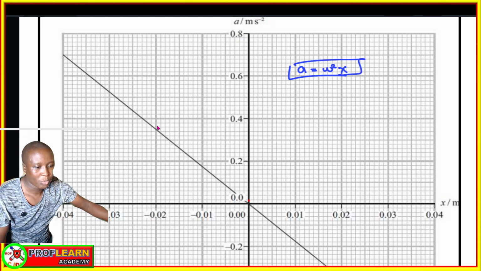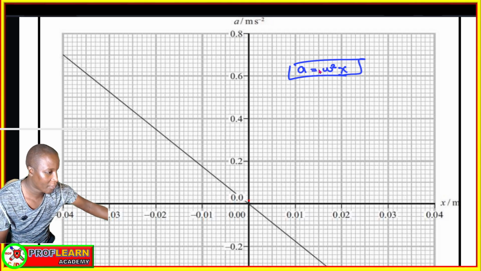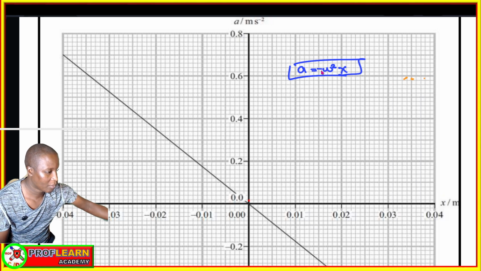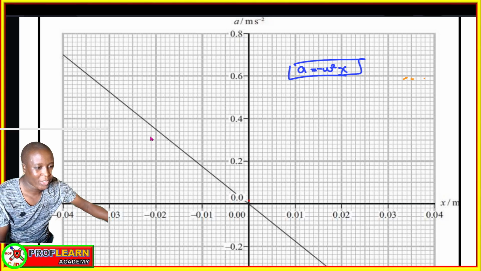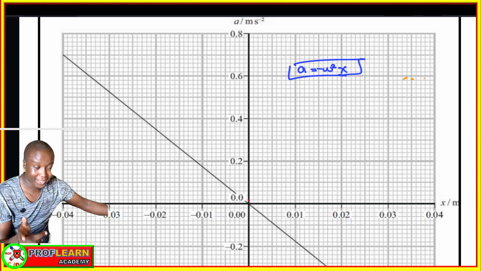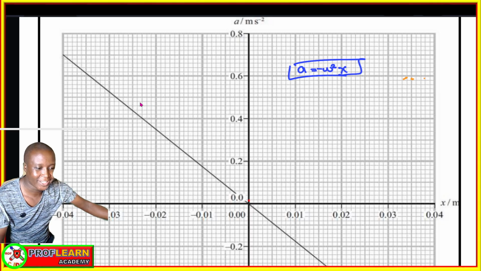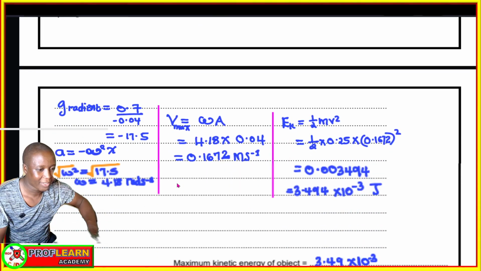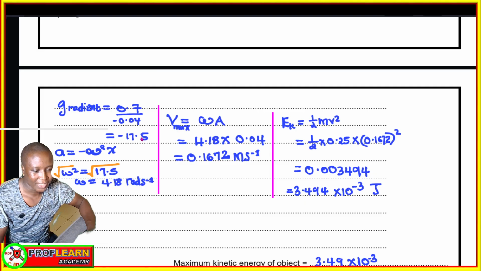If you're going to work out the gradient of this line, we have to have a negative here, so that it indicates that they are in opposite directions, the negative sign. So the gradient will be negative. You are going to say negative omega squared is equal to the gradient that we have here. Since the gradient is negative and this is negative omega squared, omega squared is equal to the positive value of the gradient.